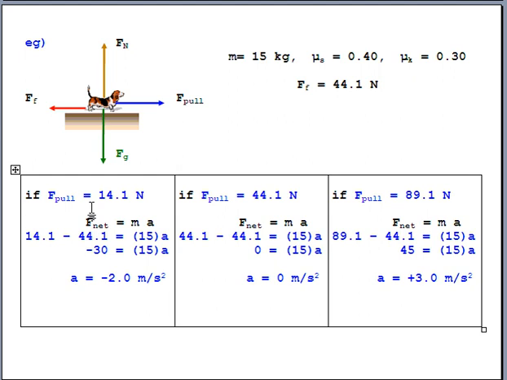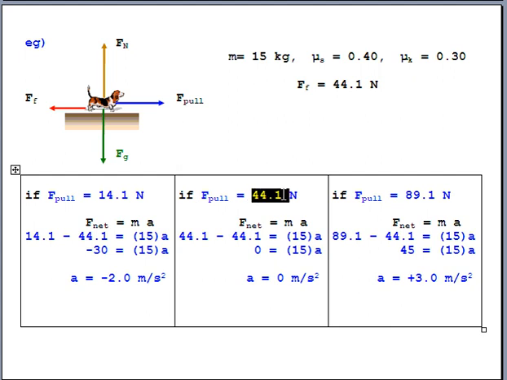So in the first scenario, you would say, okay, 14 forward in that forward direction minus 44 back is going to make this 15 kilogram dog accelerate. You end up with a negative net force, right? That's telling you that, hey, this dog is actually slowing down. You're going to get a negative 2 meters per second squared. Now remember, we said on this page the dog is already sliding. Somehow, some way, this dog is sliding. This dog won't be sliding for long because it's going to be slowing down.